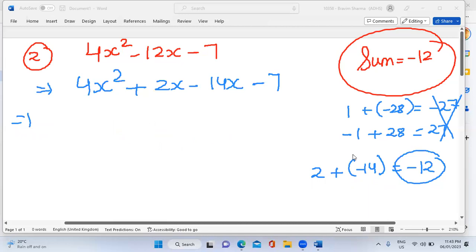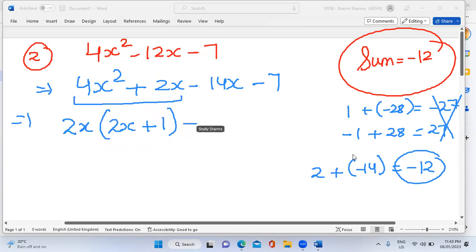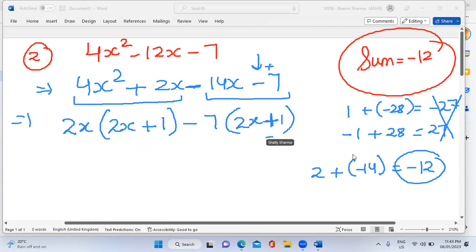Now look at the first two terms and see what we can take common. It is 2x. So inside will be 2x plus 1, minus, and from the last two terms, I can take 7 common. When you take 7 common, inside will be 2x plus 1, because this minus is outside, so the signs inside will be changed. This negative will become plus. And if here is a positive number, then it will become minus. This is a very important point.